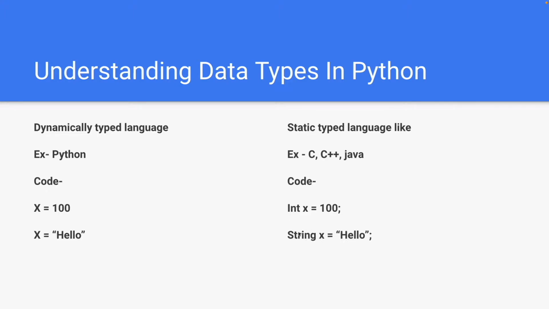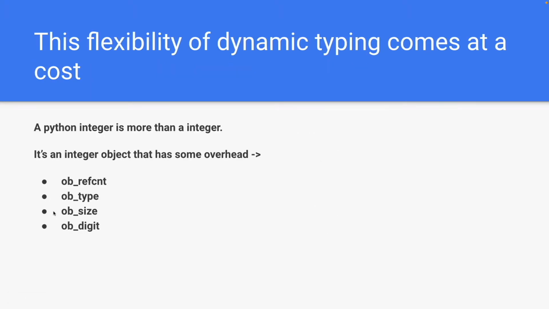And the same goes with string. You need to explicitly tell your compiler that this is a string x which holds the value hello. In dynamic typing, it is flexible in this respect. But this flexibility of dynamic typing comes at a cost. A Python integer is more than an integer. Basically it's an object, an integer object that has some overhead.